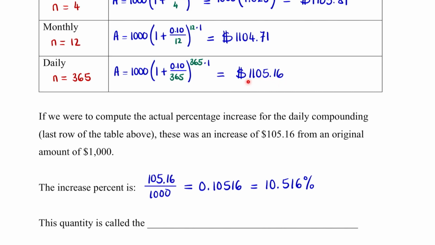So when I'm compounding daily, the amount I have after 1 year is 1105.16. With the principal of $1,000, that makes my interest 105.16. So if I take the interest of 105.16 divided by the original amount of $1,000, I get 0.10516, which is equivalent to 10.516%, which is higher than the APR 10%. So this is called the annual percentage yield.